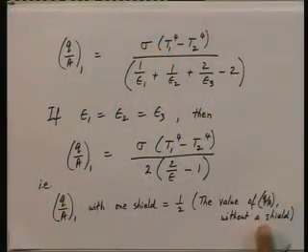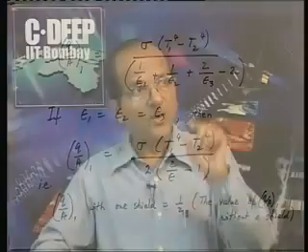Extend this on your own now. Suppose I have 2 shields instead of 1. What result will you get? Show that you will get 1 by 3 instead of 1 by 2. If you have n shields, you should get 1 upon n plus 1 into the value of q by a 1 without a shield. So, one shield reduces the value by half, 2 shields reduce the value to 1 by 3 of what you would get without a shield. So, that is the special case if of course epsilons are all equal.